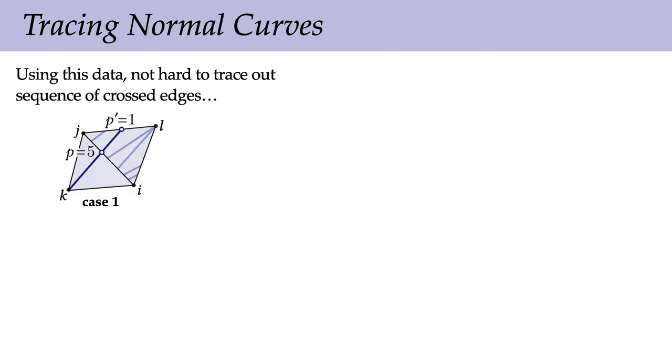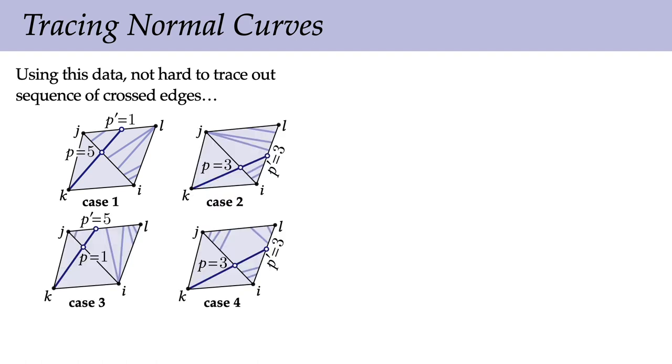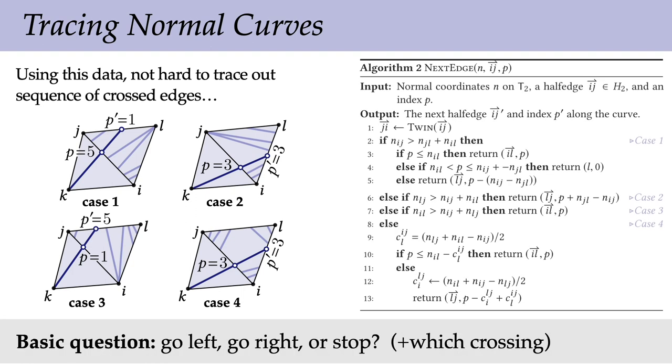So given just these numbers, we can start walking through some different cases. Where could these numbers have come from? And there are actually just a few possibilities. When we enter triangles, should we go left, should we go right, or should we just stop at the opposite vertex, which we can translate into a little algorithm.